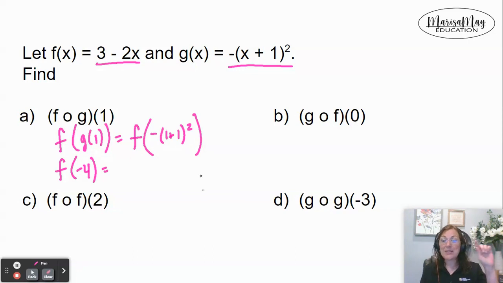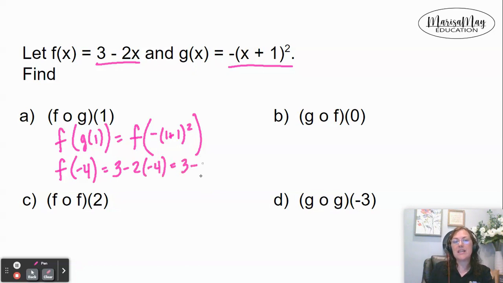Now that means I'm going to go to the f function and replace the x with negative 4. So 2 times negative 4 gives me negative 8. And 3 minus negative 8 gives me 11.